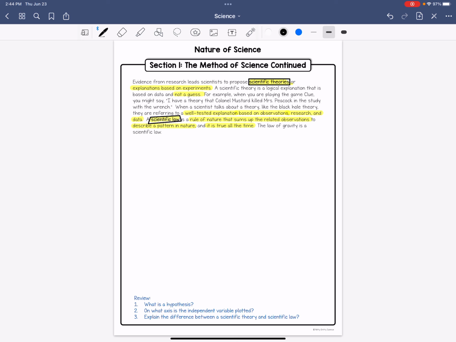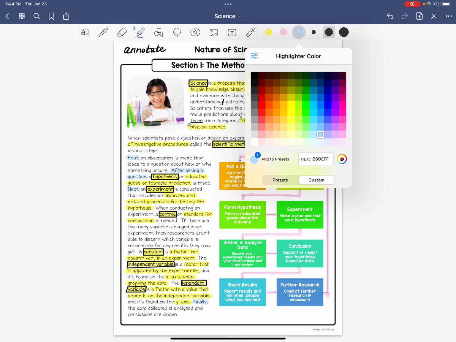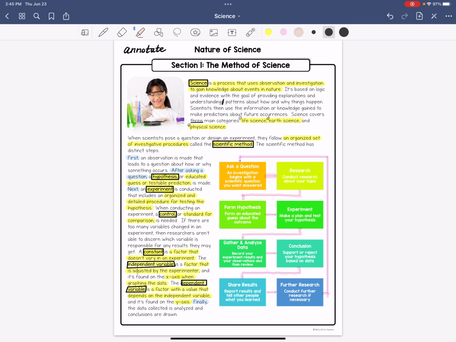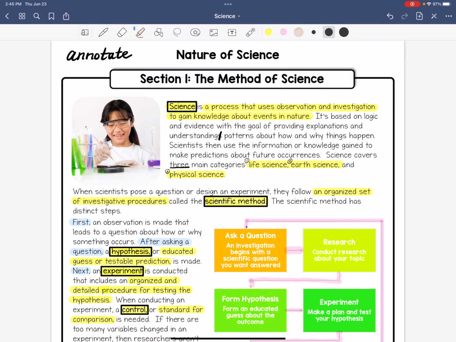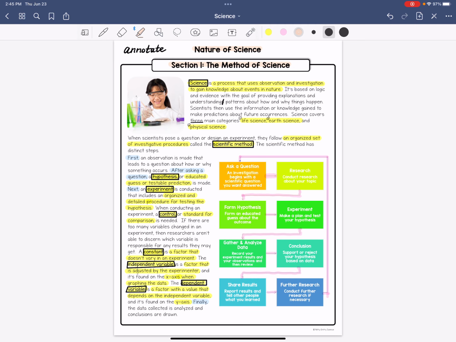So I have annotated this passage. I'm going to do one more thing because I want to make sure that I'm calling your attention to this. So let me get orange. And I'm going to highlight the name of the chapter, which is Nature of Science, and the name of the section. And we will be using that as well. So we have picked this passage apart, and in the next video, we will apply this knowledge to some other things.